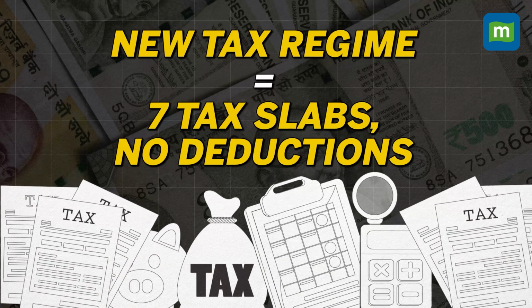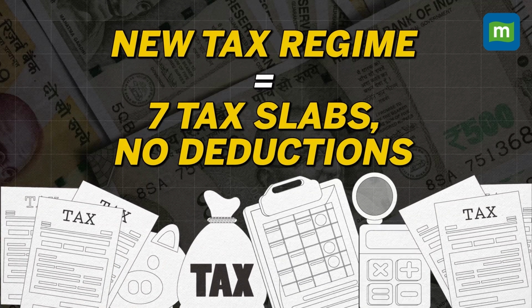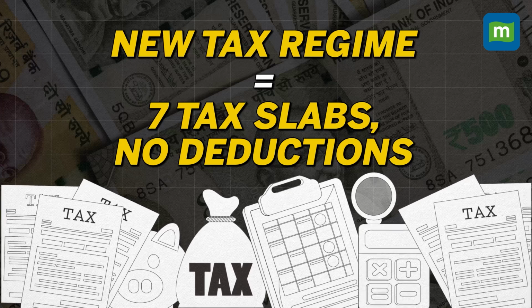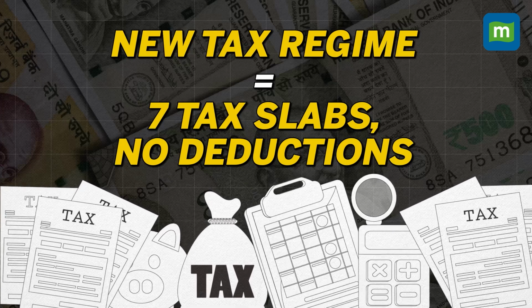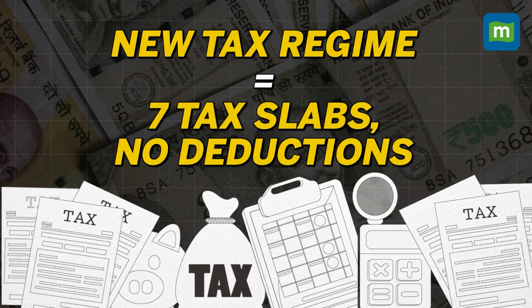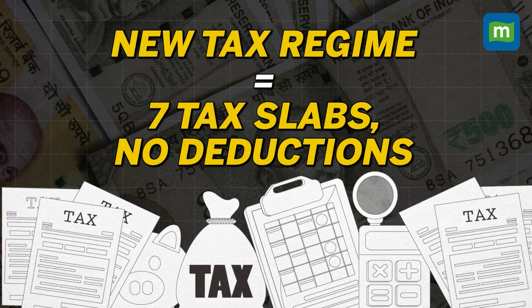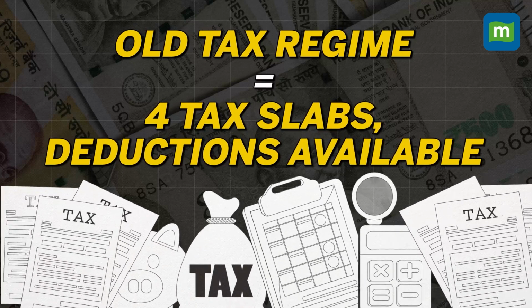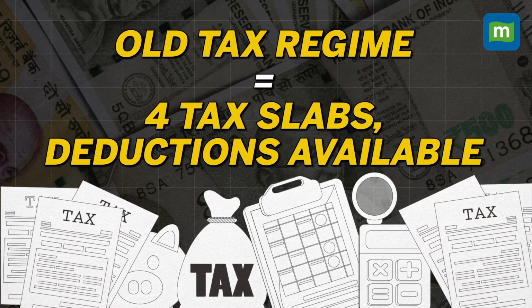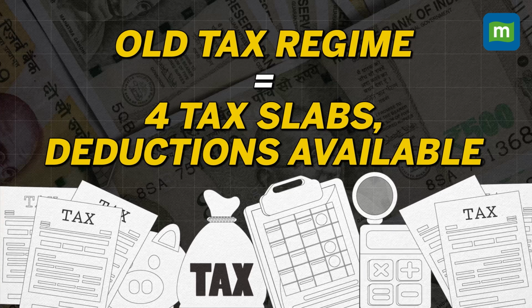We have also heard about the new tax regime. Now you may ask, what exactly is the new tax regime and the old tax regime that the Union Budget is going to use? The new tax regime is all about simplifying the income tax rates. It has 7 tax slabs but no deductions. If we talk about the old tax regime, then this system has 4 tax slabs and it offers tax deductions to reduce the taxable income.